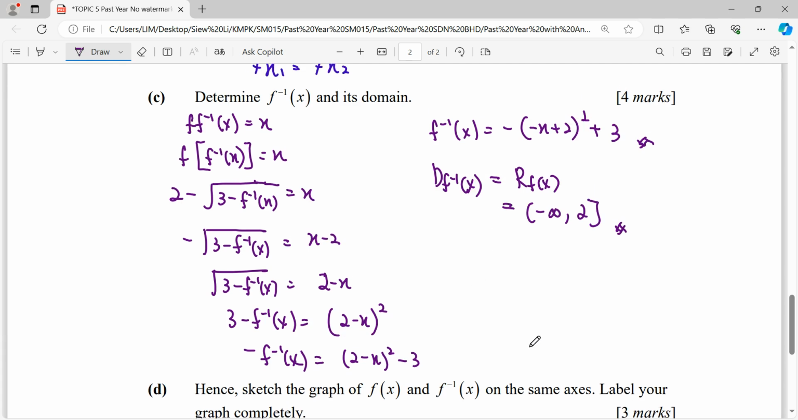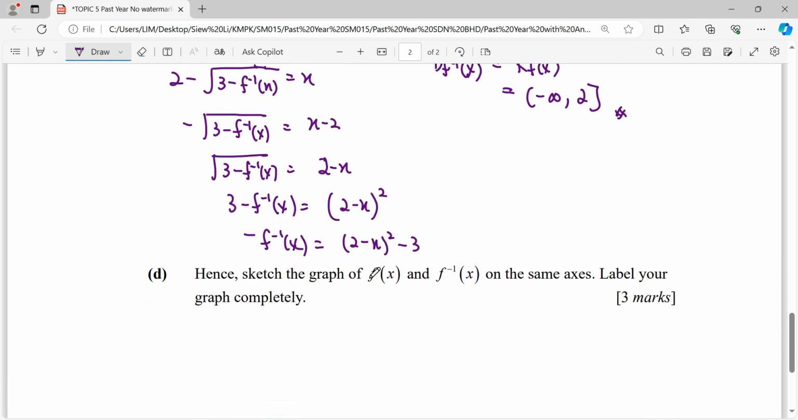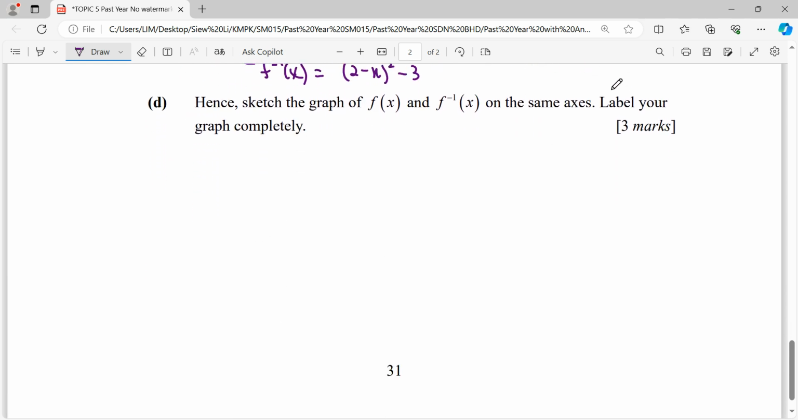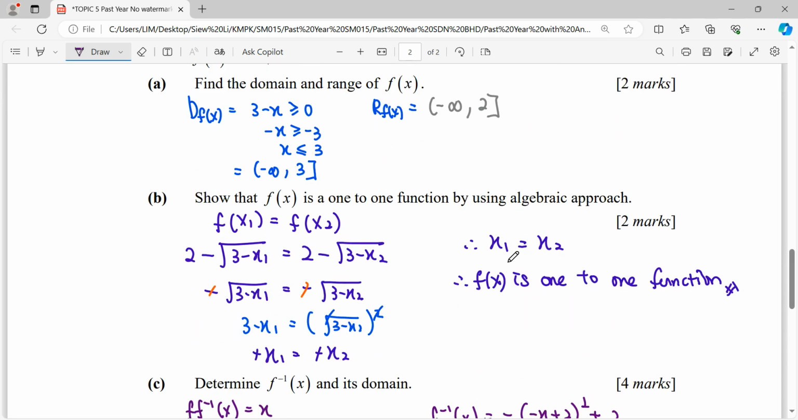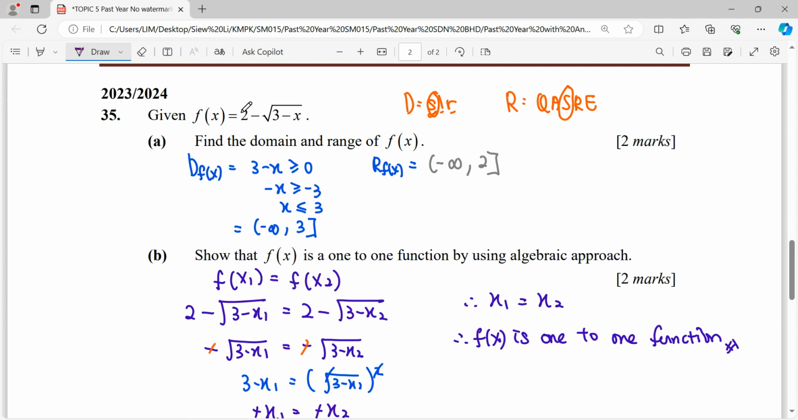Then for the next question, 'hence' means use the result that we have here. We're going to sketch our square root function and inverse function on the same axis. So when you want to sketch the graph of f(x) and the inverse graph on the same axis, we need the reflection in y equals x and label the graph completely. So here we have a reminder. Look at the domain and range. We draw out the function. Then we do the reflection in order to get the inverse function, f inverse. So look at the domain here.